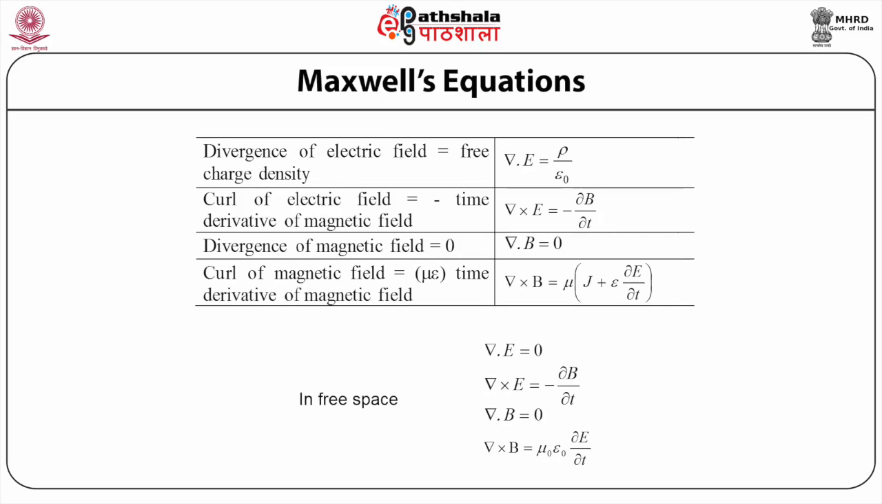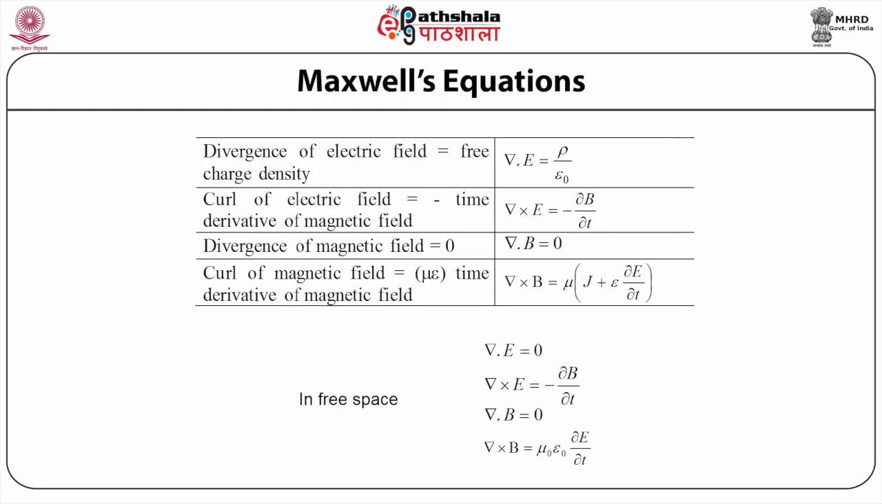Maxwell's equations, there are 4 equations which were written down by Maxwell about 150 years ago, and these are as the following. The first equation is about divergence of electric field, and if there is a free charge density in that medium, then divergence of E equals the free charge density. The second equation is curl of electric field is a negative time derivative of the magnetic field component. Third equation is divergence of magnetic field in any medium is equal to 0.